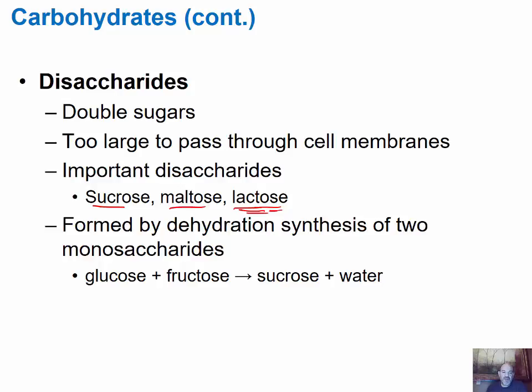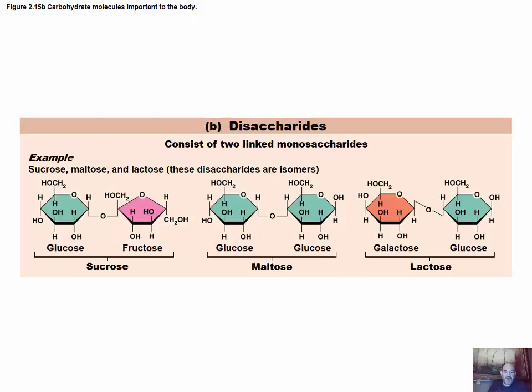The disaccharides are formed by dehydration synthesis from 2 monosaccharides. For example, we saw earlier a picture of glucose and fructose removing the water, giving us sucrose, and there's that water that was removed by joining the 2. Here are some of the disaccharides pictured here. Sucrose is a disaccharide of the monosaccharides glucose and fructose. Maltose is made of 2 glucose molecules, and lactose is made of galactose and glucose.